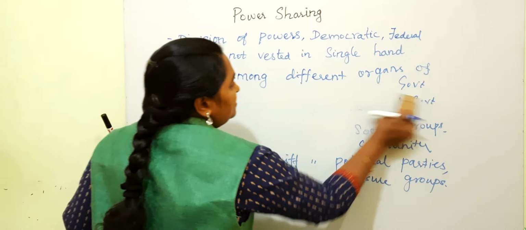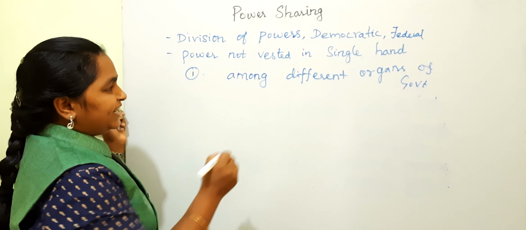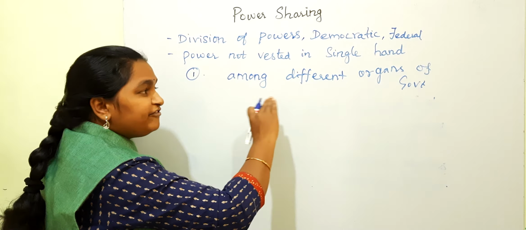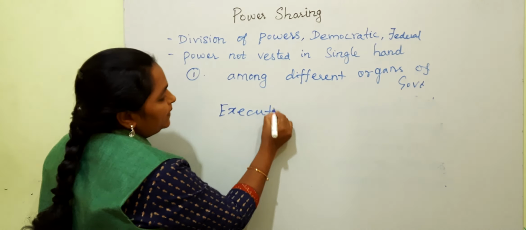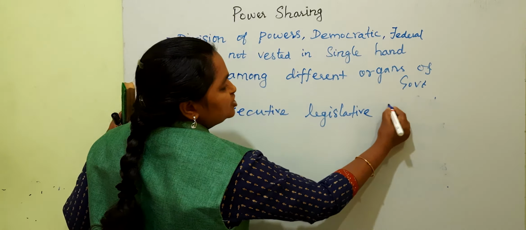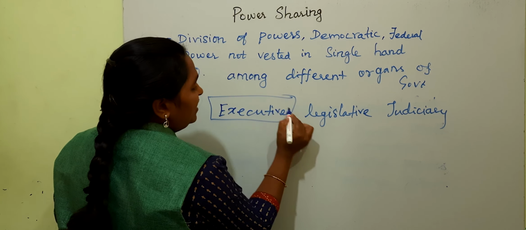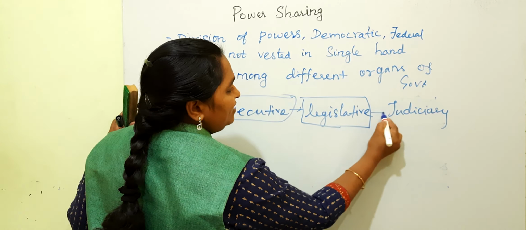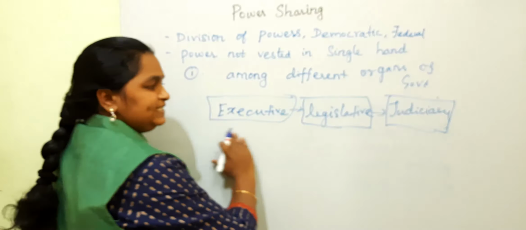First, we will see how power is shared among different organs of government. Yes, children, see how the different organs are in our government. For example, in India, 3 organs are there. One is executive, second legislative, third is judiciary. So these three are in a horizontal manner, at the same level only. They are not subordinate to one another. These three are in the same level.